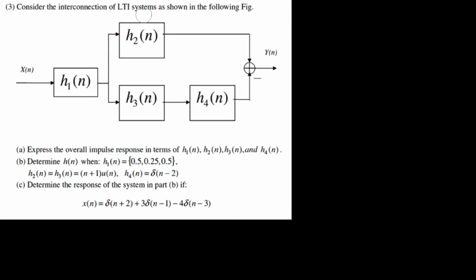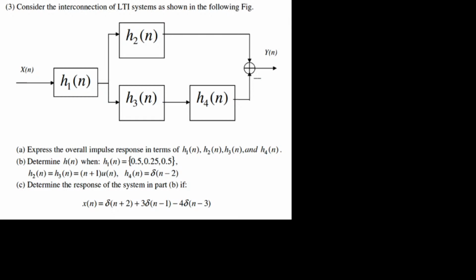Connection of LTI systems as shown in the following figure: x of n, h1 of n, h2 of n, h3 of n, h4 of n, y of n, and we have a minus sign. Find the overall impulse response in terms of h1 of n, h2 of n, h3 of n, and h4 of n. Now let's see how to do this.